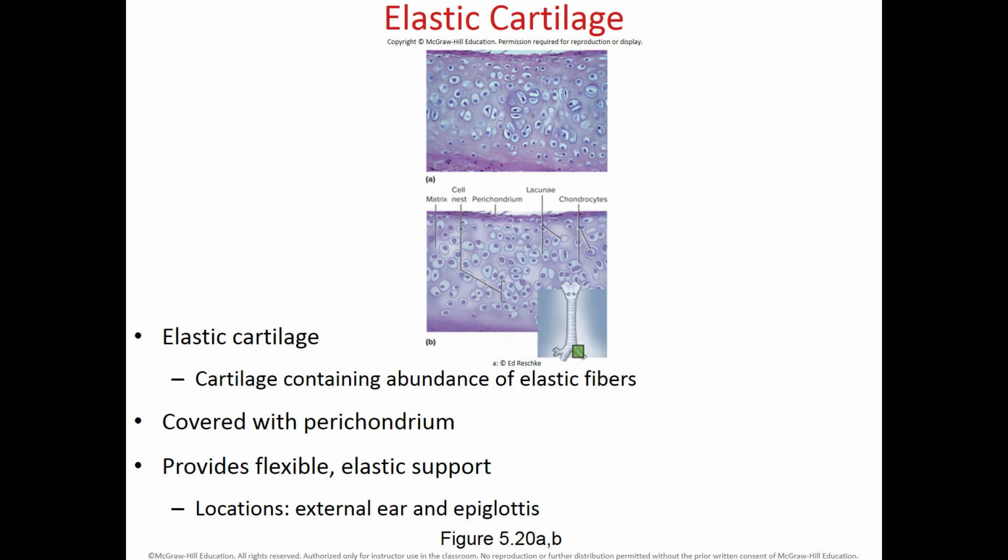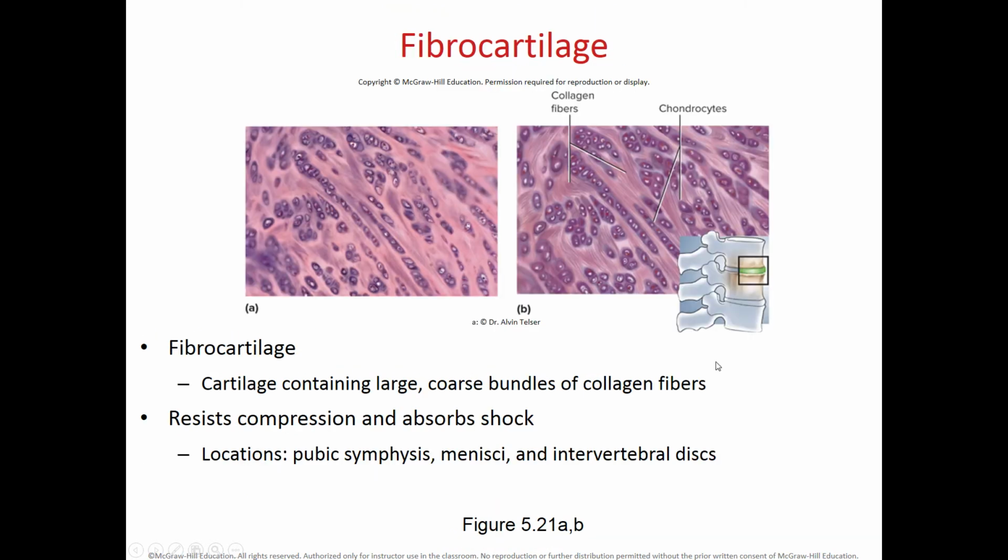An example is in the external ear. If you bend it forward, it will tend to go backward. And also in a part of the larynx, this area of the body that we call the epiglottis.